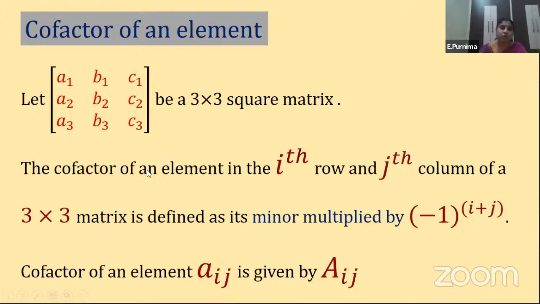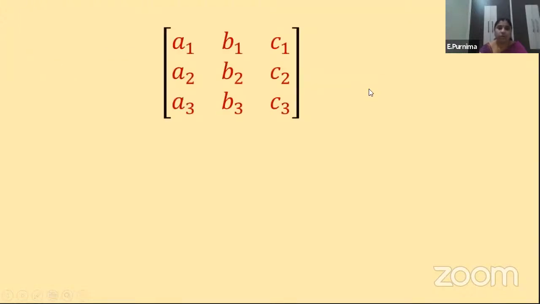So now, always a cofactor is given by: if Aij, the general element, is the element of a matrix, then the cofactor of that element is given by capital Aij. Is it clear? Now let us see how to find the cofactor. Here this is a 3 by 3 square matrix. Now I am trying to find the cofactor of a1. Where is a1 here? First row, first column, isn't it?